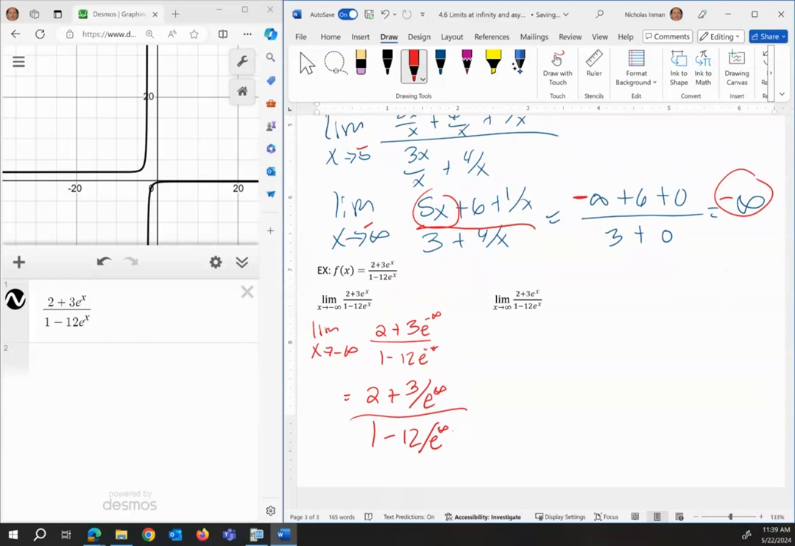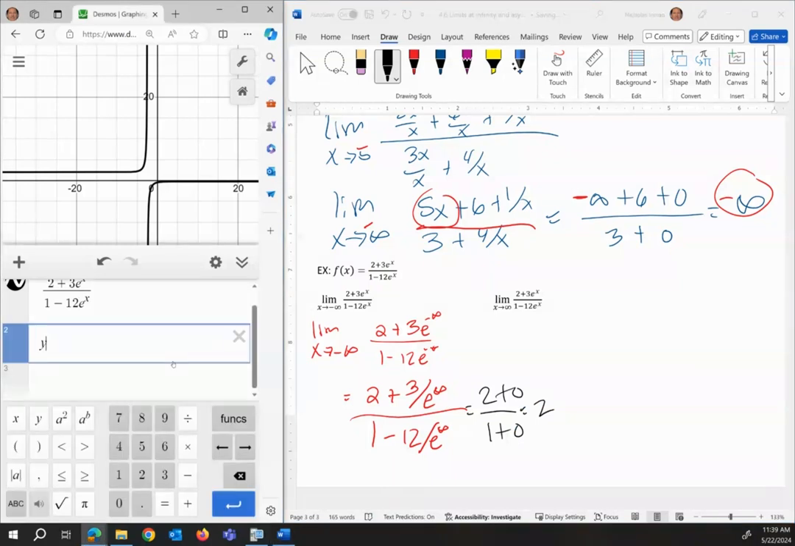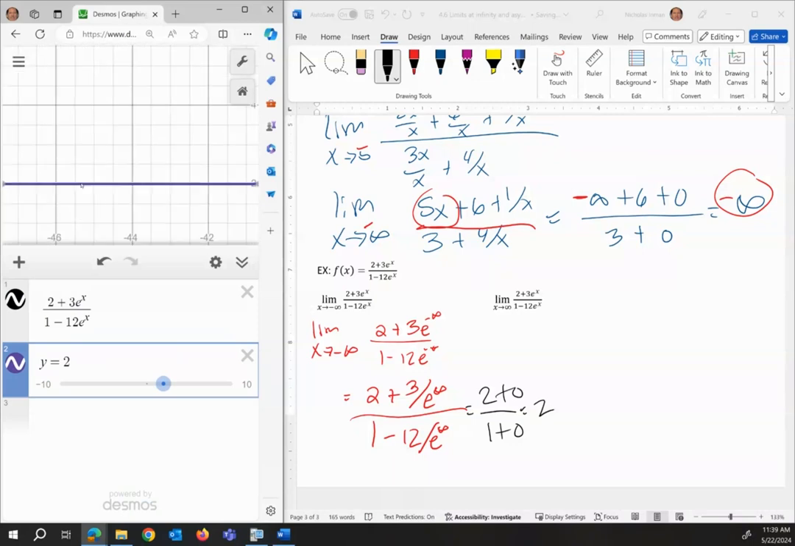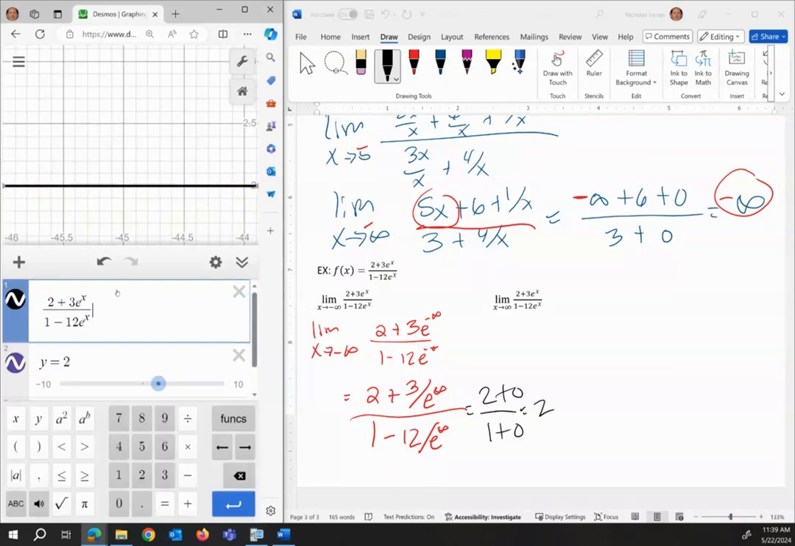Well, what happens to 3 divided by e to the infinity? E to the infinity is very, very, very large, so this is going to become 0. And on the bottom, 1 minus 12 divided by e to the infinity will just become 1 plus 0. So our horizontal asymptote on the left should be at 2. Let's check it out. Y equals 2. And look at that, that's a perfect match. We've got our horizontal asymptote lining up with our function.